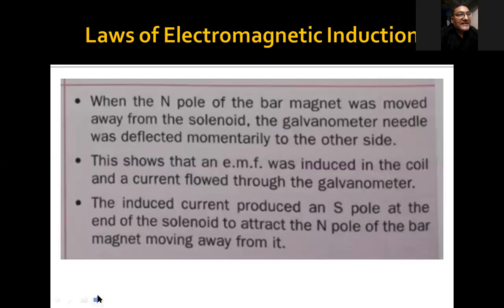Okay, the next slide. When the north pole of the bar magnet was moved away from the solenoid, the galvanometer needle was deflected momentarily to the other side. This shows that an EMF was induced in the coil and a current flowed through the galvanometer. The induced current produced a south pole at the end of the solenoid to attract the north pole of the bar magnet moving away from it.